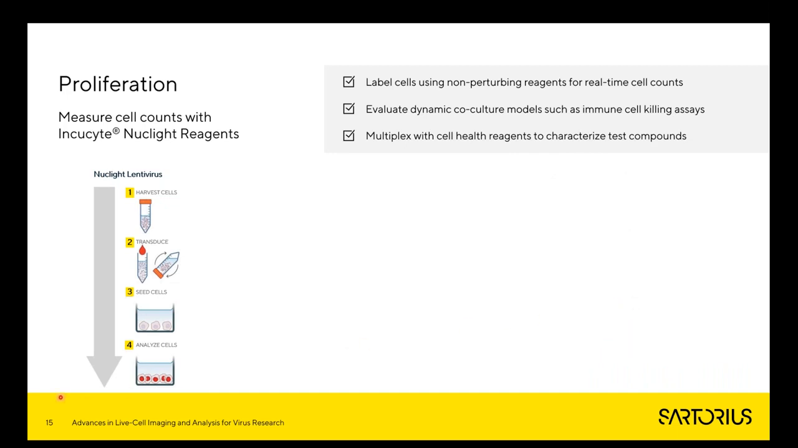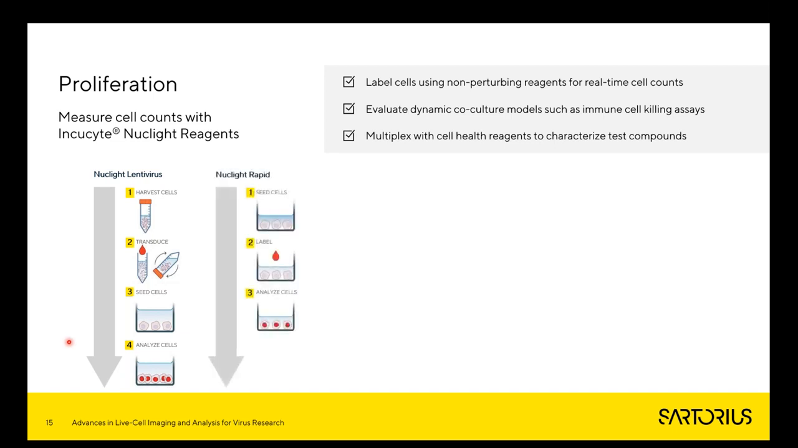Another approach to measure proliferation is by performing quantitative cell counts using a lentiviral approach to express a fluorescent reporter in the cell nucleus. This is the same approach that is often used in virus host interaction studies, for example using a GFP-tagged virus to monitor virus infection in the host cells. However, in this example, we are using the Incucyte Nuclight Red lentivirus to transduce cells to express RFP in the nucleus. These RFP labeled nuclei can then be further quantified in the Incucyte software.